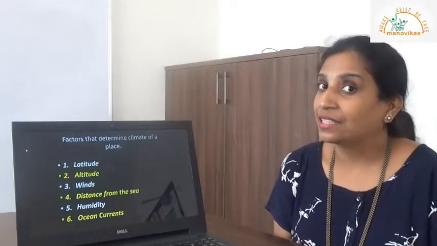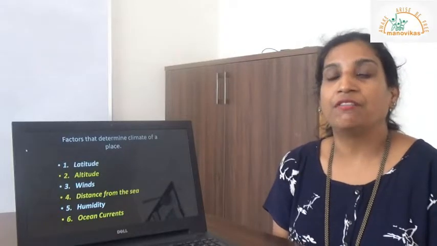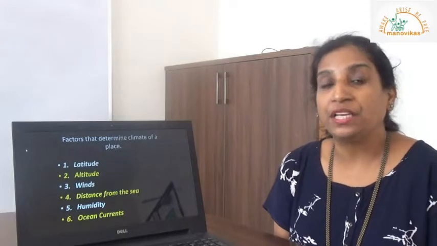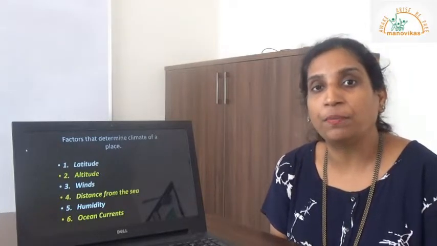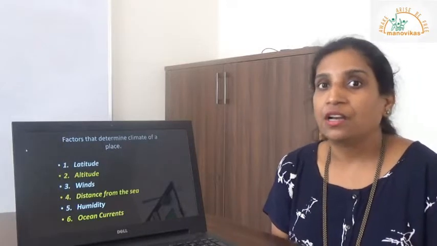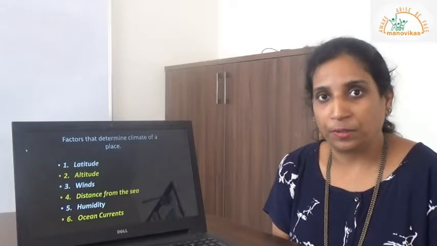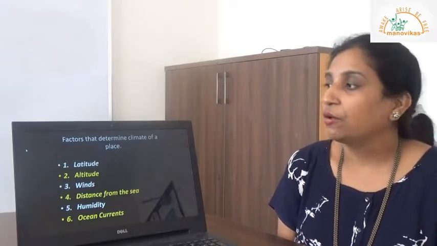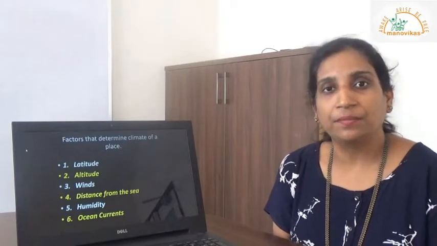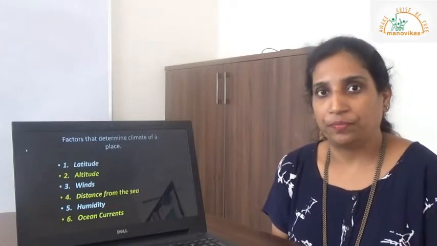In the last class I discussed various elements which make the weather conditions possible, or how the weather department gives us the weather data of a particular place based on temperature, winds, the amount of rainfall, then atmospheric pressure and so on. So let's begin with the factors affecting the climate of a place. The first factor we are going to see now is the latitude.